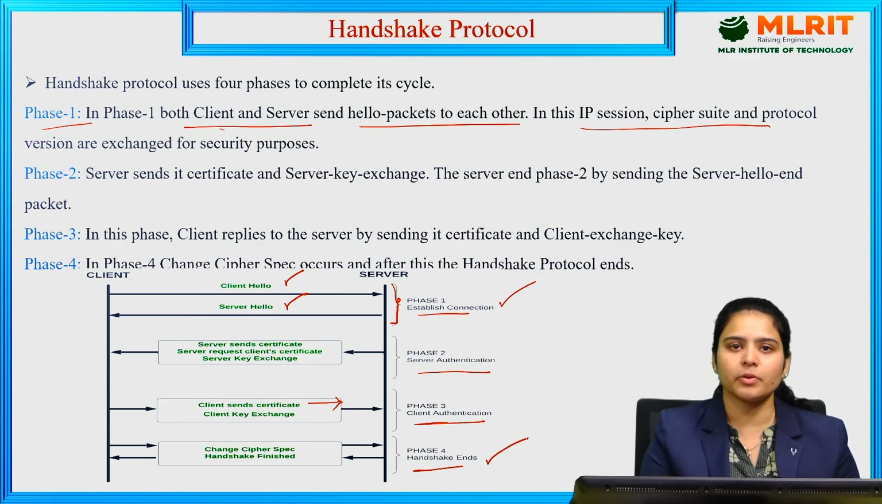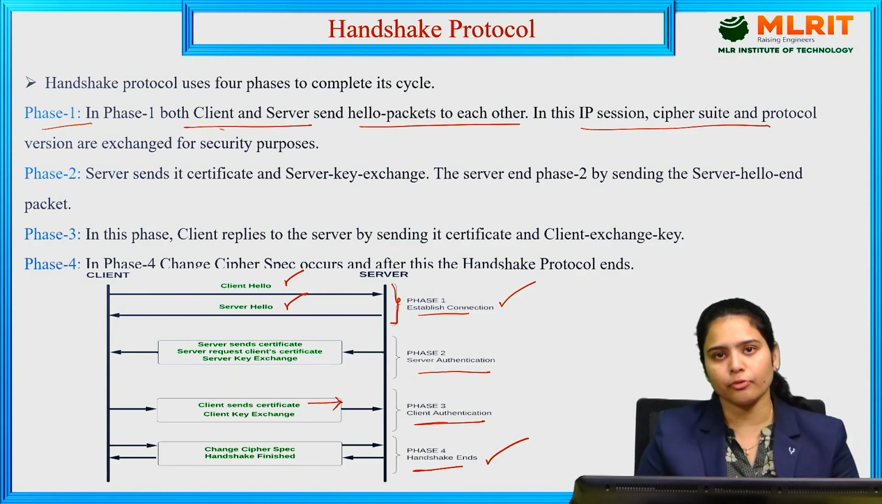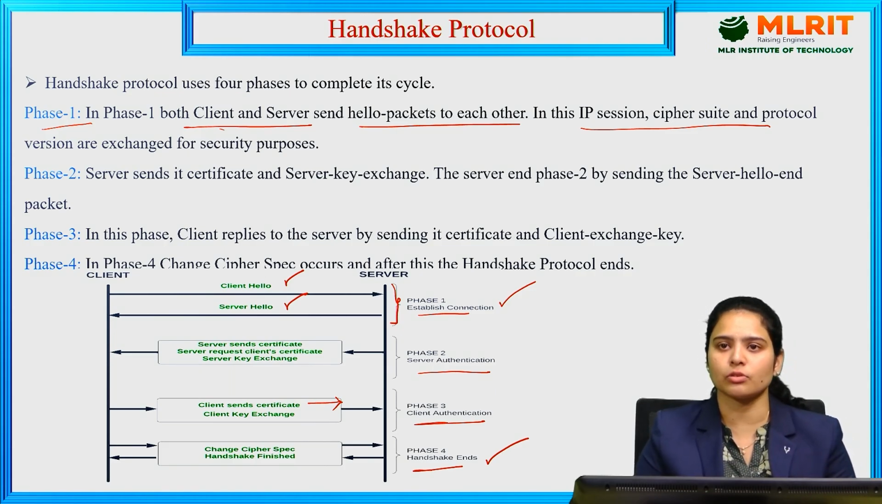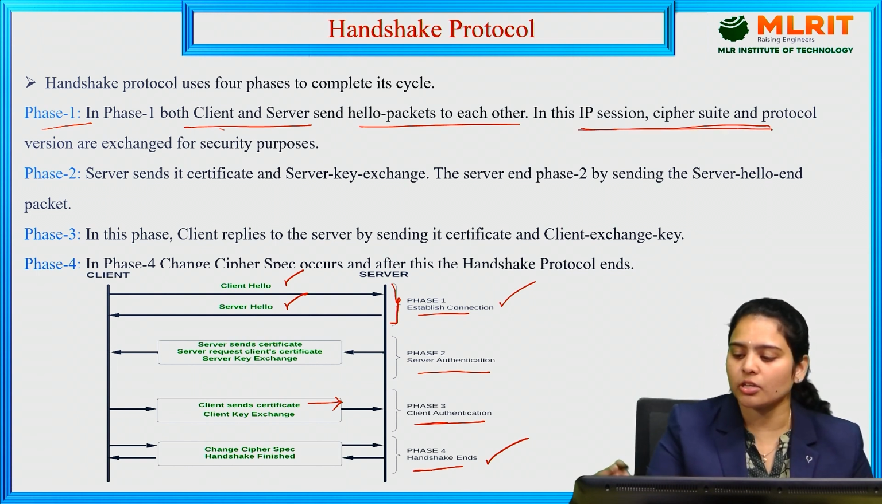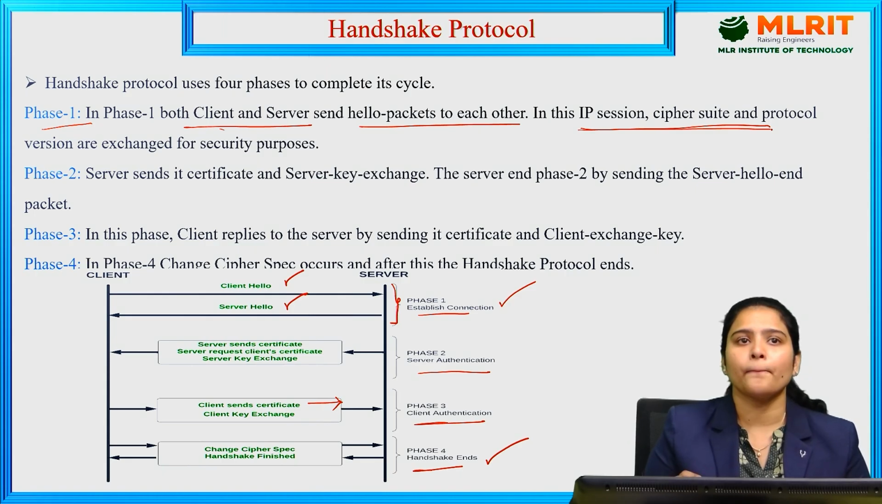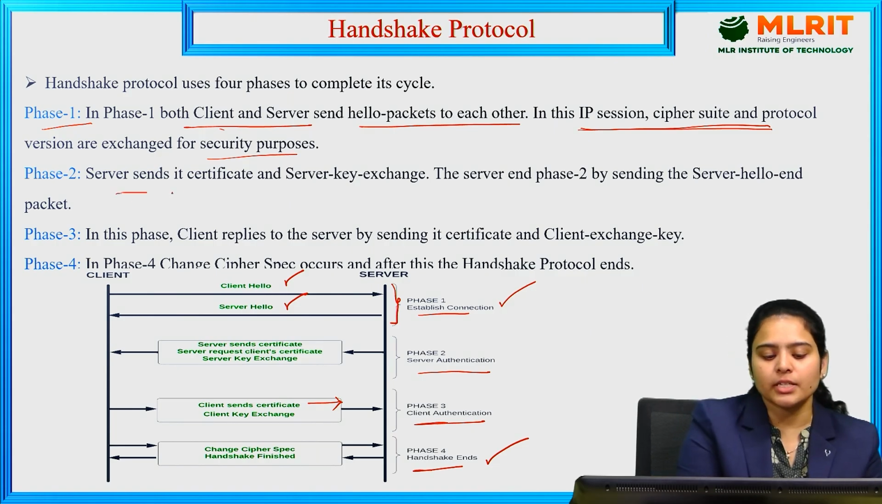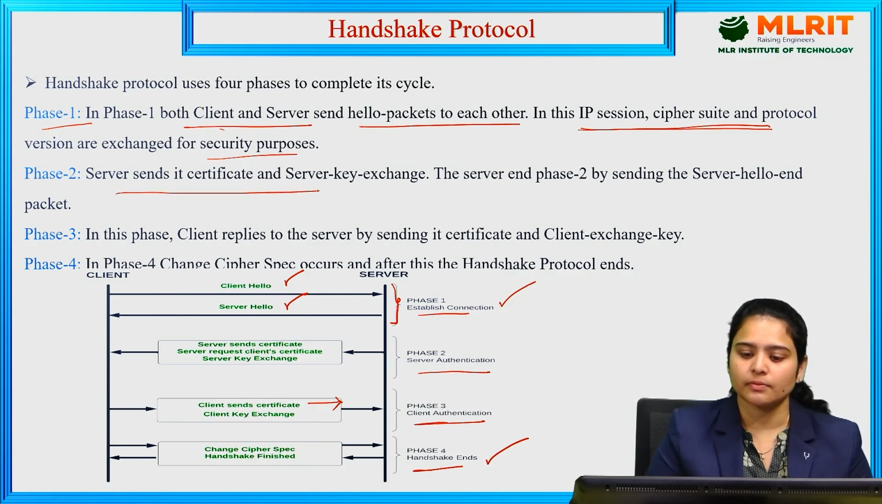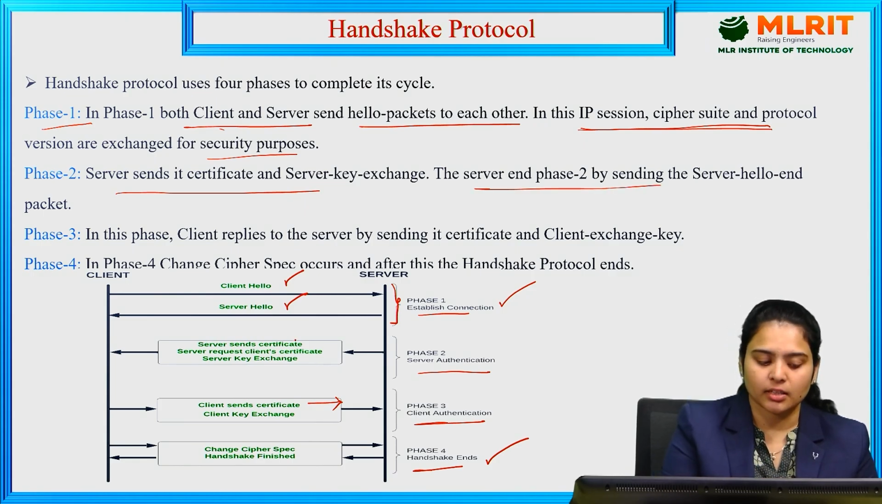For each and every process, messages go in the backward direction and also the forward direction. Those are the 4 phases in the handshake protocol. In this session, the cipher suite and the protocol versions are there mainly for security purposes. After this, in phase 2, the server sends certificates. The server ends phase 2 by sending the server hello done packet. That is phase 2.